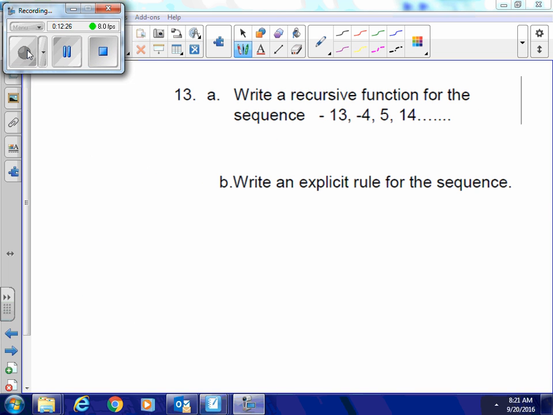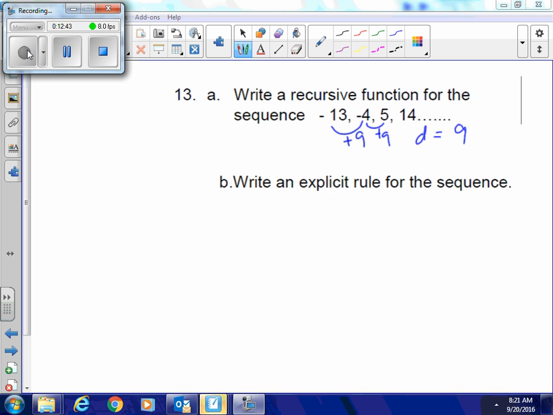So for 13, they want us to write a recursive rule for this sequence. First, let's identify our common difference. Looks like we're going up by 9 every time. So D is equal to 9.